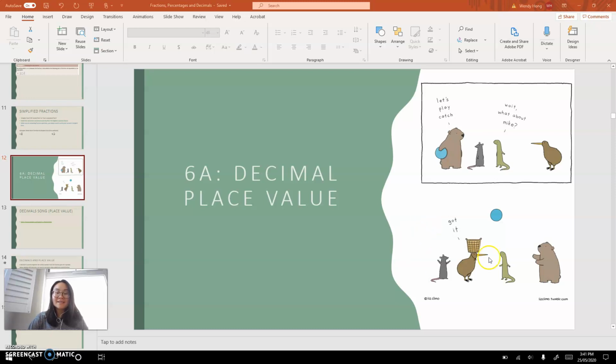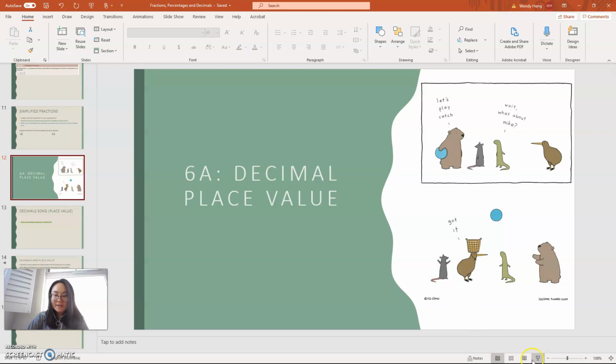Today we're talking about decimals. So last week we were focusing on fractions. Today we're going to learn about the basics of decimals and what a decimal is and what the numbers mean. Alrighty, let's get into it.